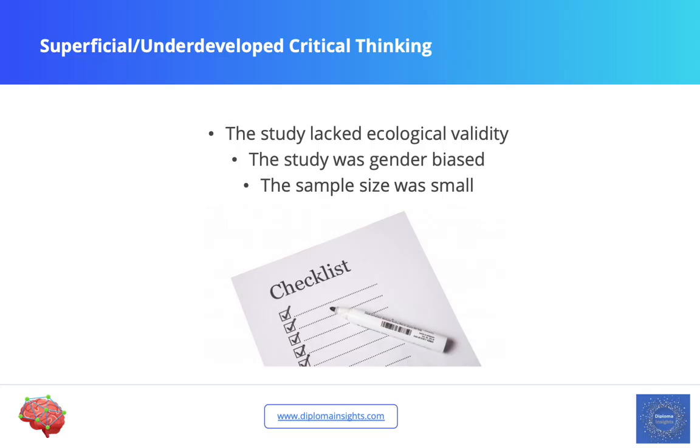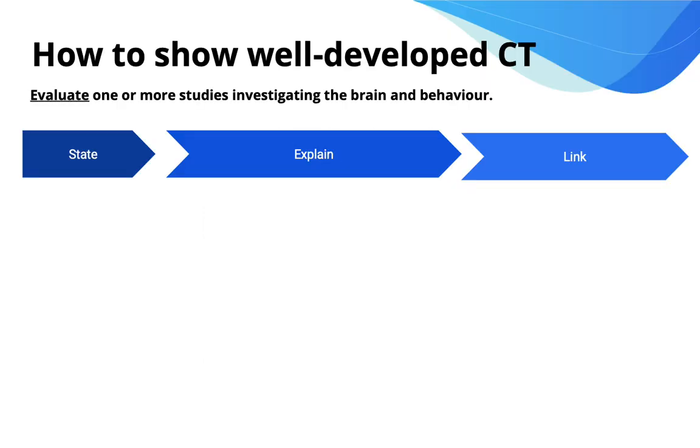So what do we mean by this well-developed critical thinking? Most students in their responses are only showing superficial and underdeveloped critical thinking. They're just listing a lot of different evaluation comments and not taking the time to actually develop or explain them. This is to be avoided as it's not showing well-developed critical thinking. To demonstrate well-developed critical thinking, take the following 3-step approach.